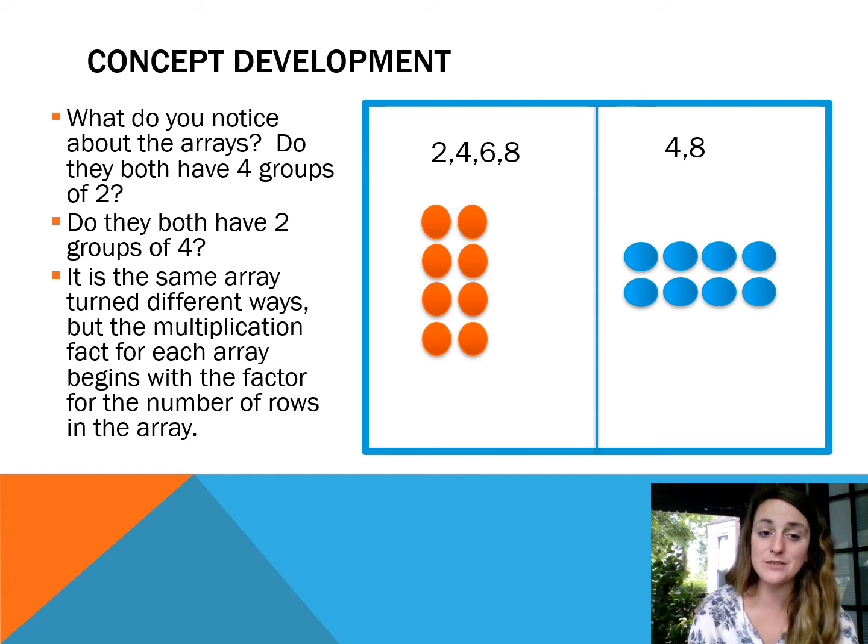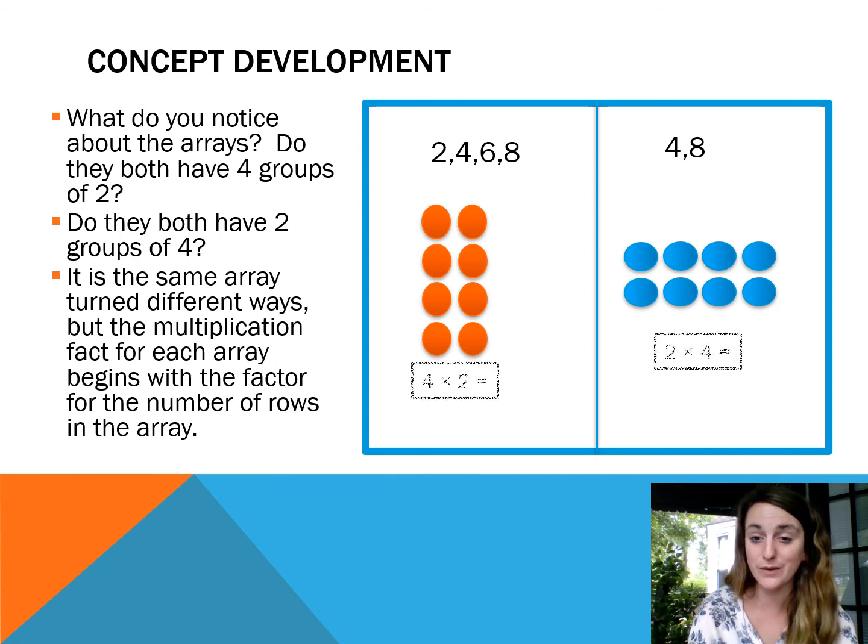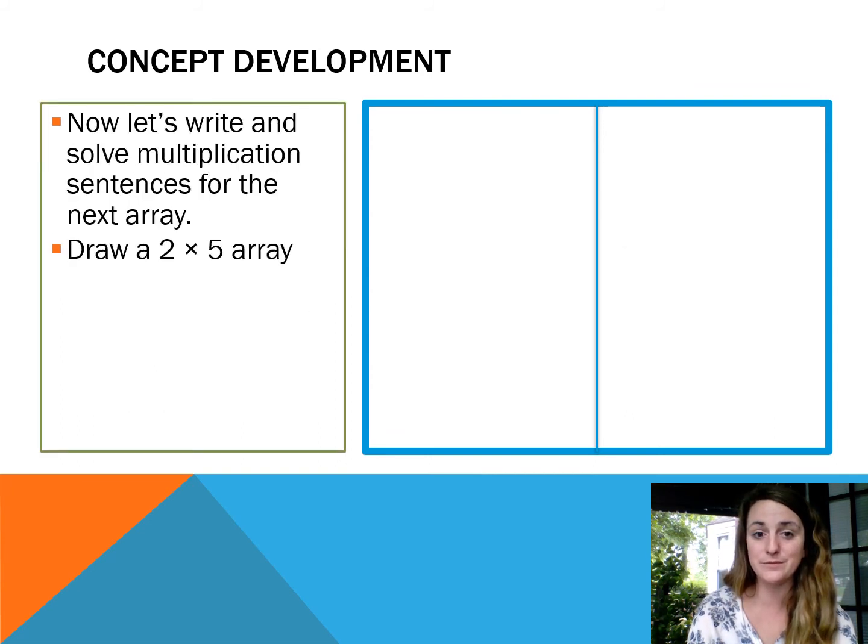But the multiplication fact for each array begins with the factor for the number of rows in the array, or the groups. Remember your get: groups times each equals total. Now let's write and solve multiplication sentences for the next array. You may reset your whiteboard and hit play again when you are ready.